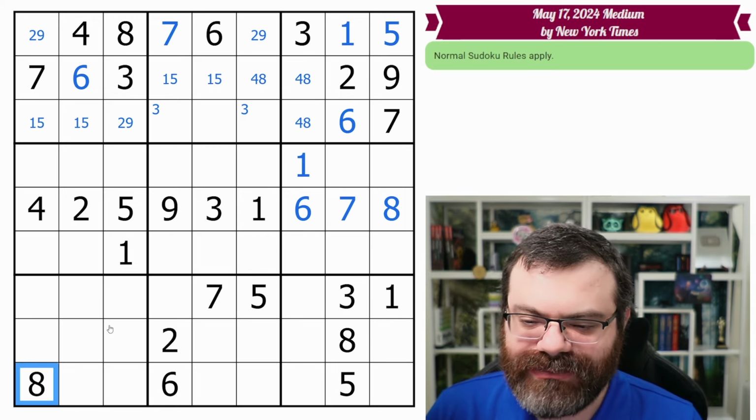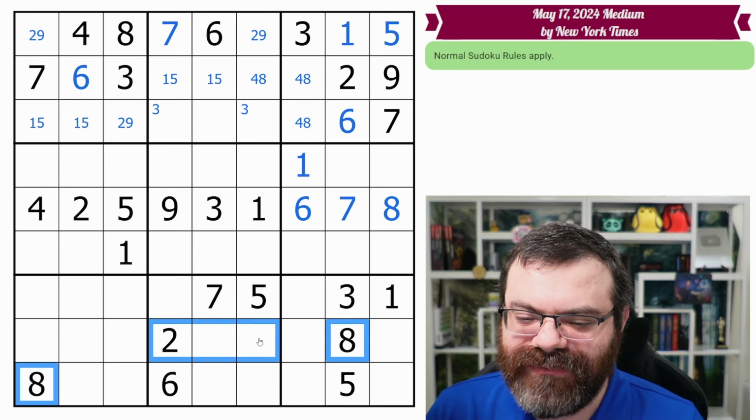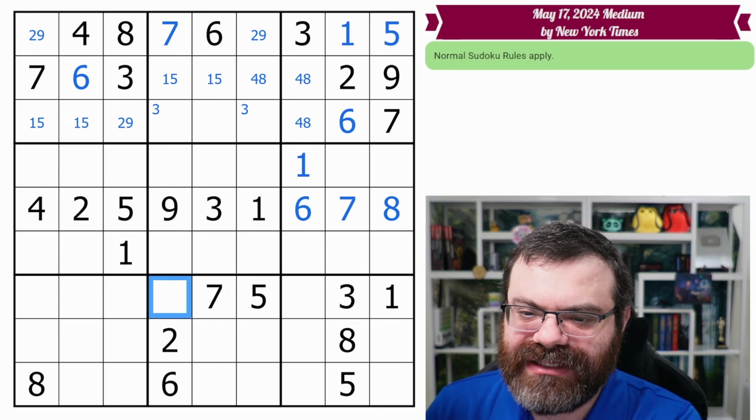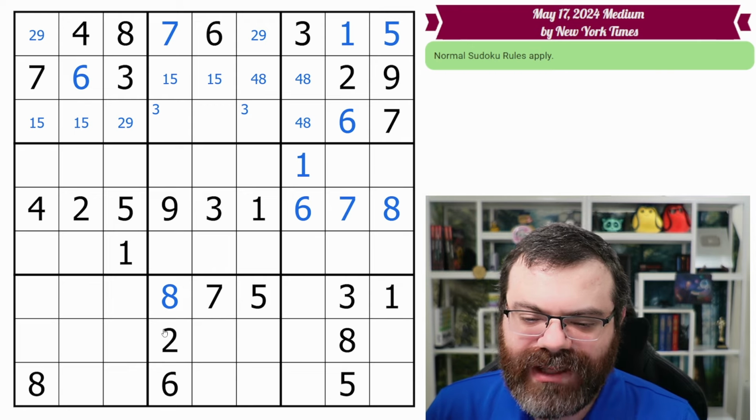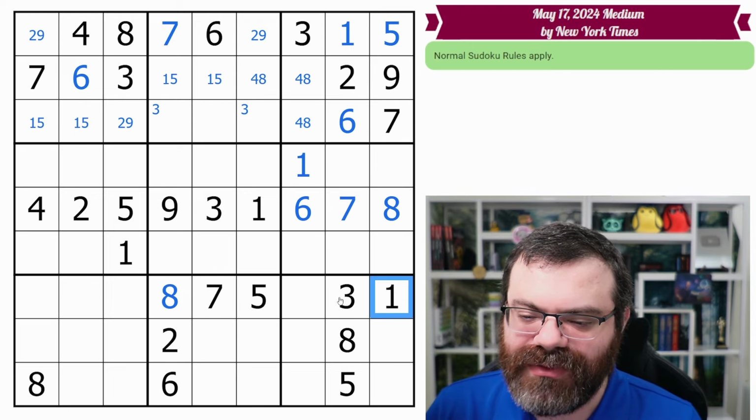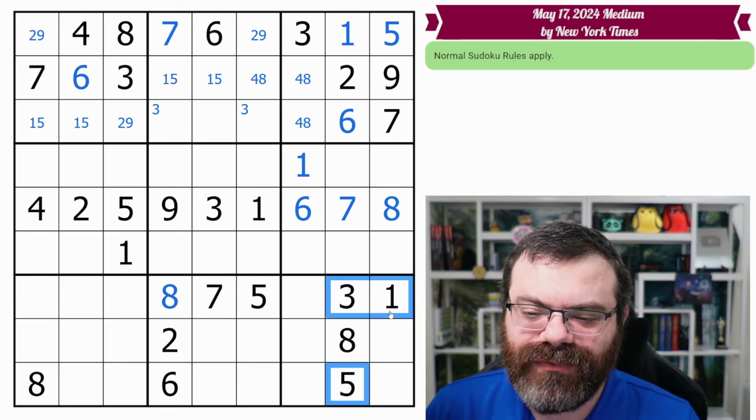We have this 8, so we're going to compare it against these two boxes. We do have this 8 here, and that does place 8 in this box, which is quite convenient. And so now we compare these boxes against each other. We've got the 1, 3, and 5. Again, we already took care of 8, so we don't worry about it.